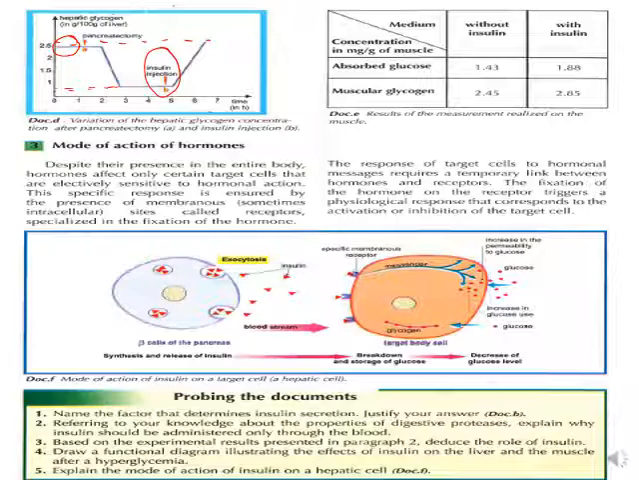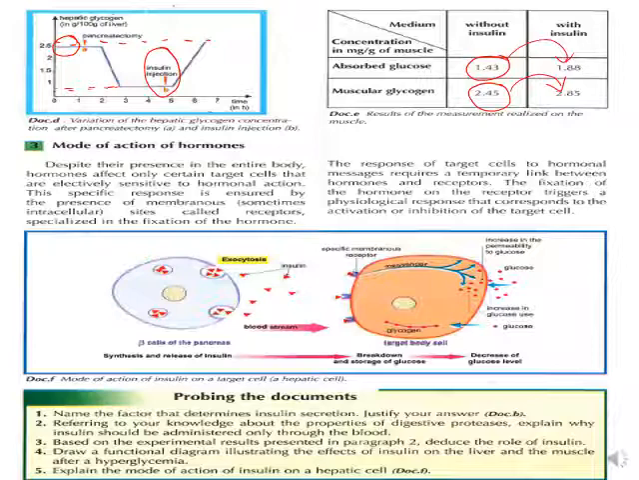While in document A, the amount of glucose absorbed by the muscle and that of glycogen present in the muscle are higher in the presence of insulin. They are 1.88 and 2.85, while they are less without insulin: 1.43 and 2.4. So this shows that insulin works on the muscle to increase its capacity to absorb glucose and store it in the form of muscular glycogen.